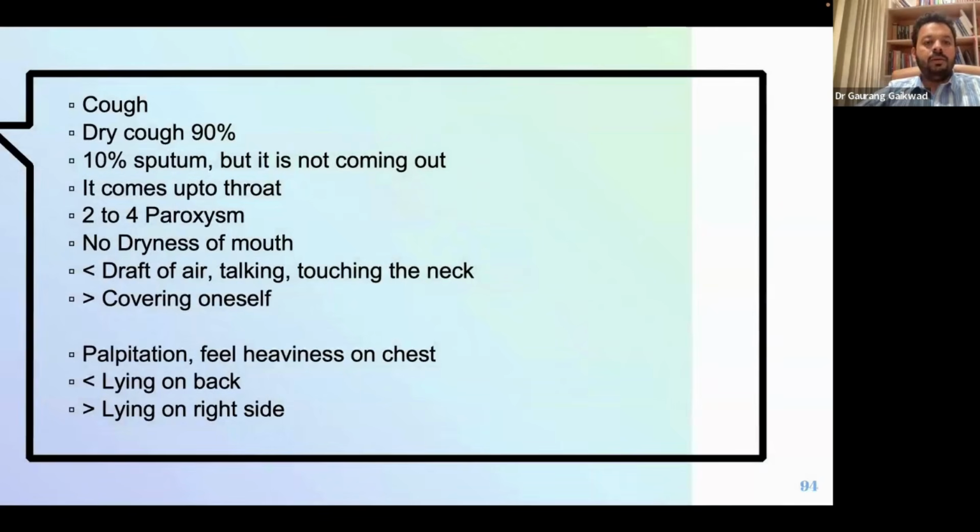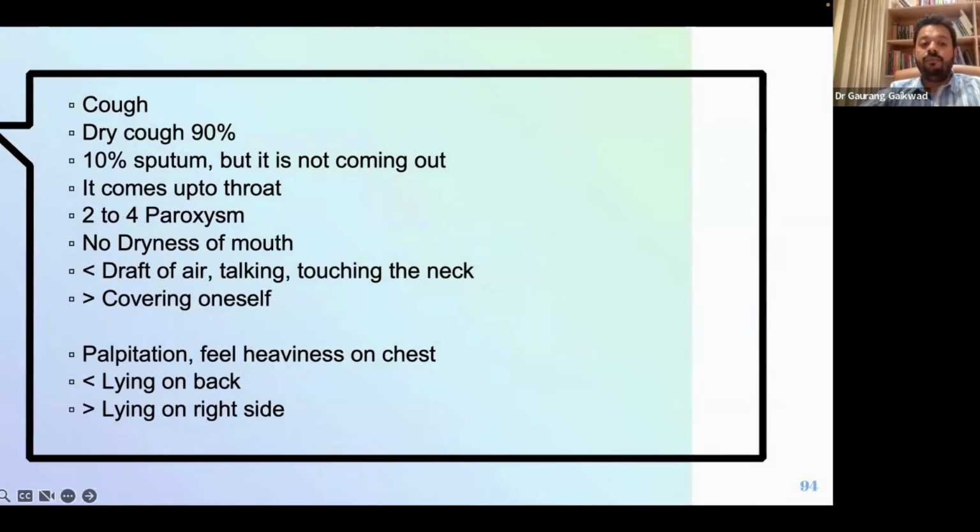So let's start. She comes with the initial complaints of a lot of cough. Dry cough. She is able to remove 10% of the expectoration. The cough is extreme, paroxysms of cough. She had COVID, and during COVID, this cough started. This cough is aggravated by draft of air, by talking, by touching the neck, by covering herself. All these increase the cough.